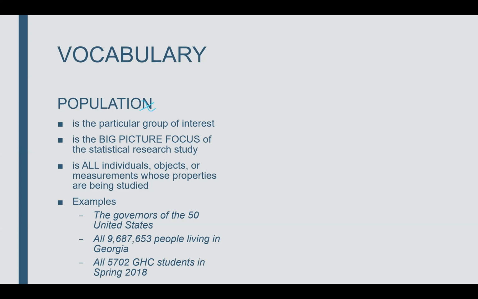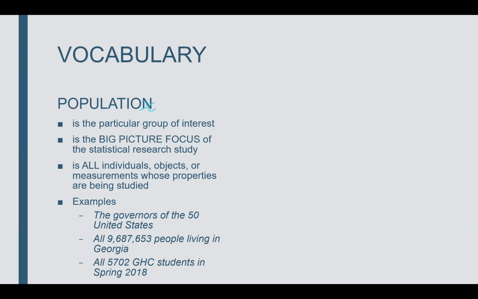Because here's the challenge. I might very well be able to get information from the governors of the 50 United States. Because you've got to figure that's obviously 50 people. I could manage to do that. But think about how challenging it would be to get information from 9,687,653 people that are living in Georgia.